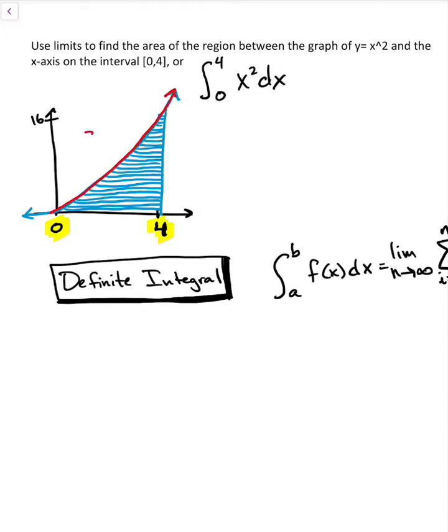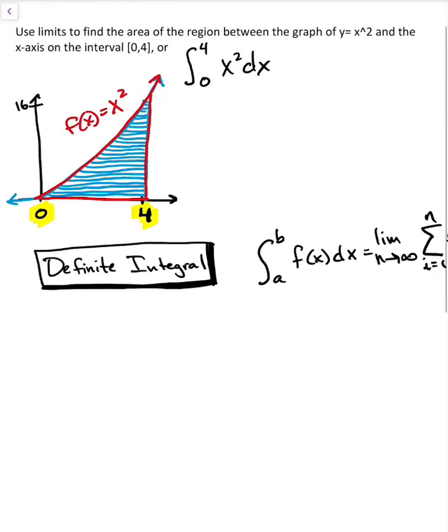Okay, so here's our f of x equals, oops, not y squared, that's x squared. And from that all the way down to our x-axis. So we're looking for the area of what almost looks like a triangle there, which I have outlined in blue. We're going to use the definite integral to find that.